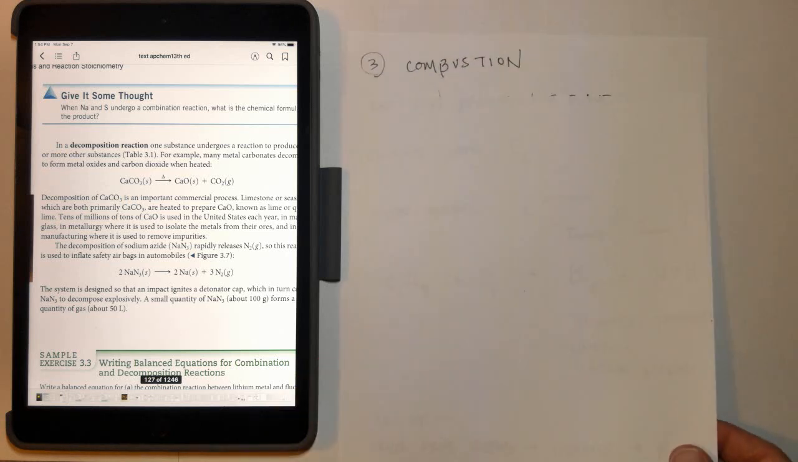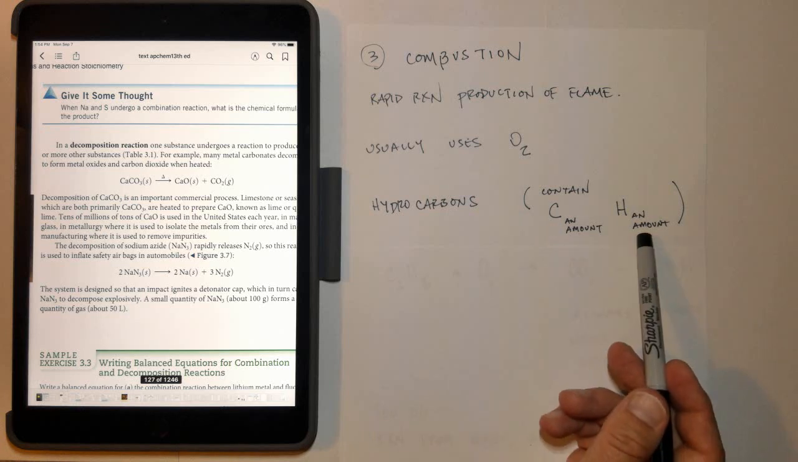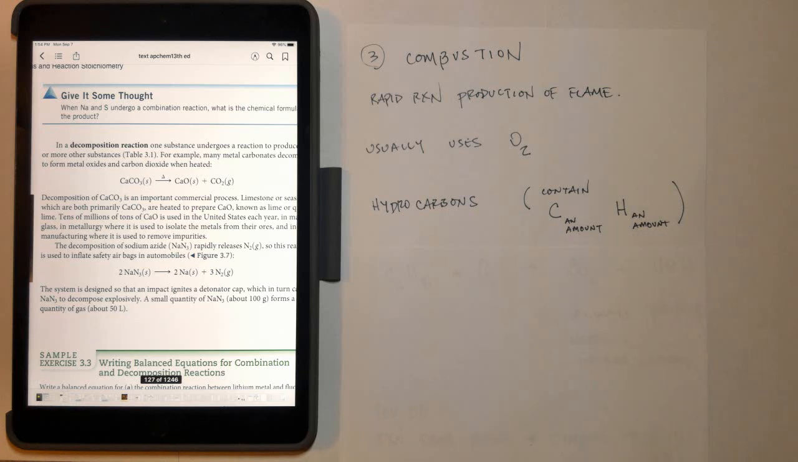The third type is called combustion, and a combustion reaction is a rapid reaction that produces a flame. It very often, almost always uses or is combined with oxygen. That's why things burn well in air, because air contains oxygen. And the ones we'll look at specifically are ones that are hydrocarbons that are combusted. Hydrocarbons are substances that contain an amount of carbon and an amount of hydrogen. Now sometimes they even contain a little bit of oxygen as well.